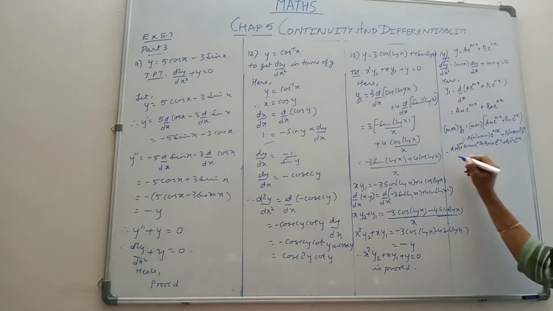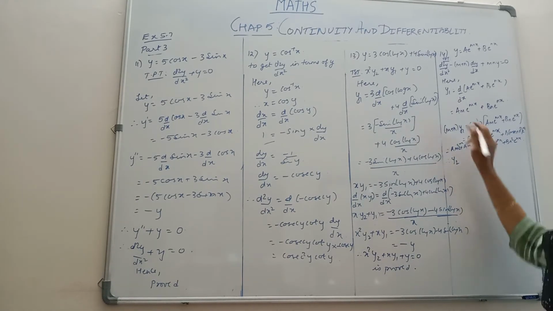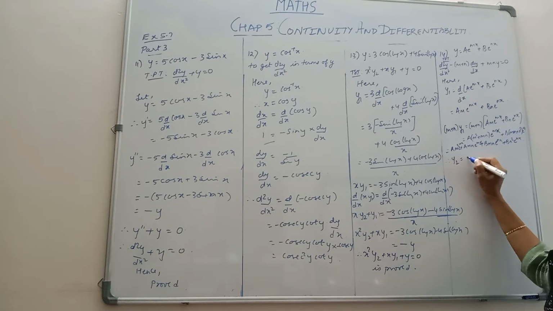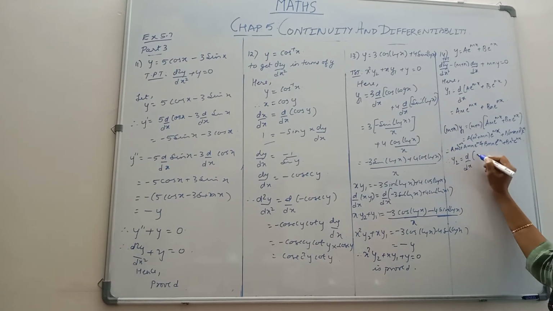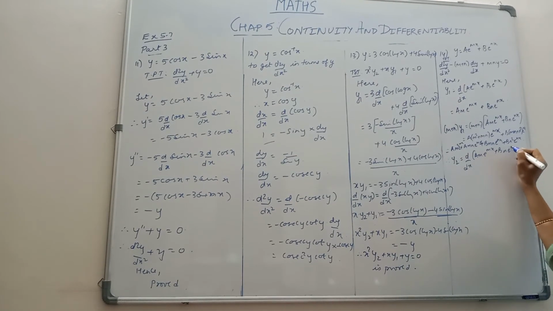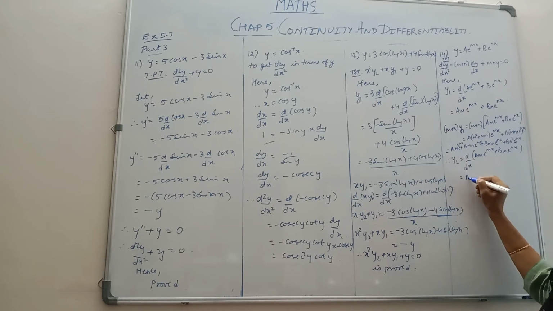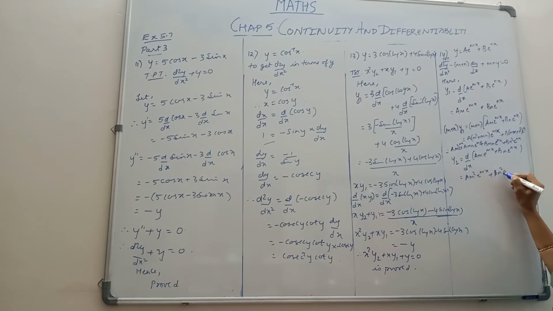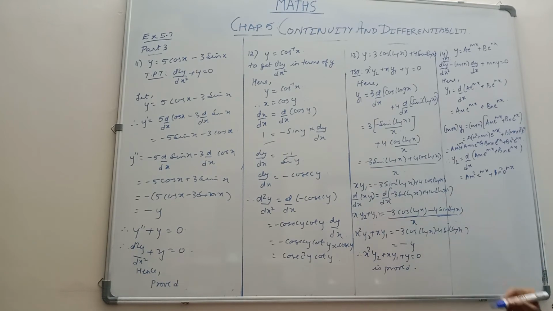Now y2, let's see. Therefore y2 will take this. We have just kept it ready. y2 is again the derivative of these terms: a m e raised to mx and b n e raised to nx, which is a m squared e raised to mx and b n squared e raised to nx, right? Because the derivative of e raised to nx is n e raised to nx. That's it. So y2 is there with us.